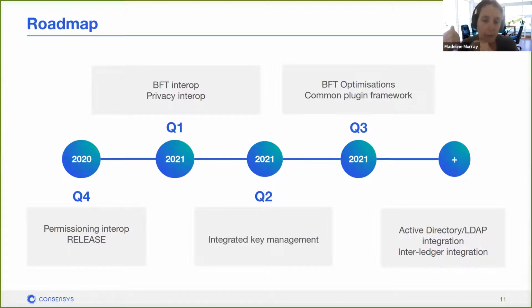Then looking further into the future, Active Directory LDAP integration. And another really exciting piece coming in the future is the Interledger integration. So this is about allowing communications and transactions between different Quorum networks initially, and then we'll be looking at Quorum networks and other enterprise blockchain networks.